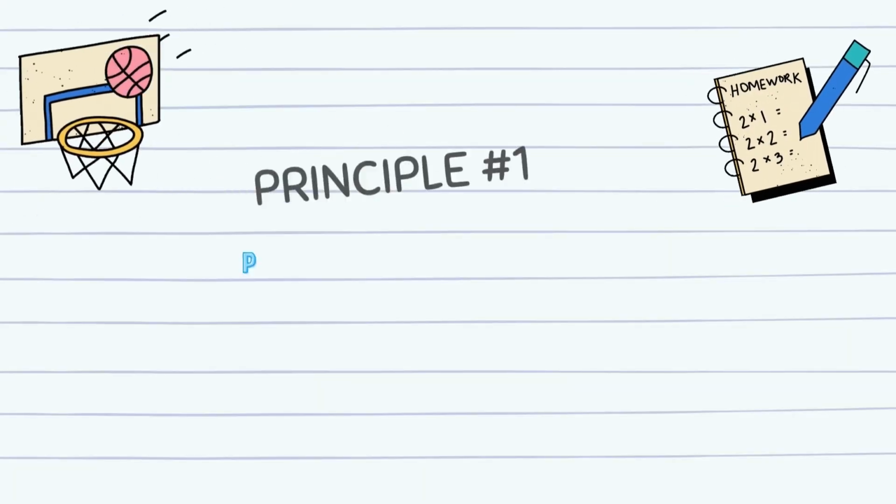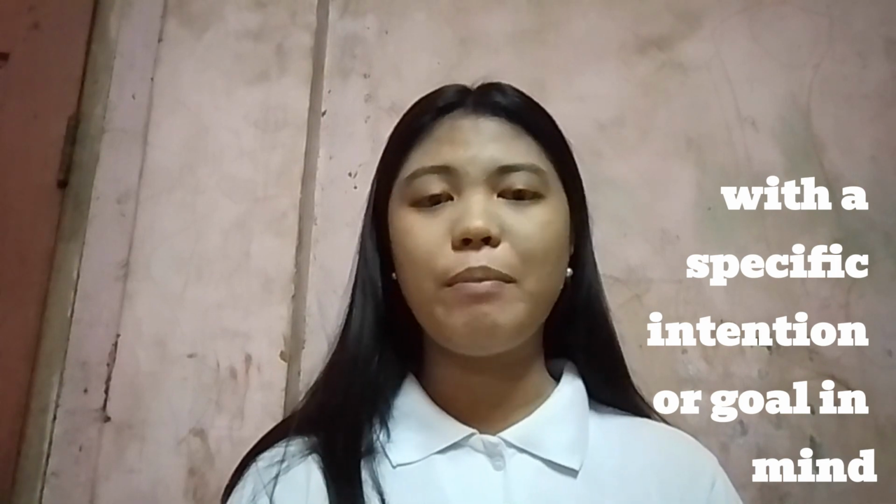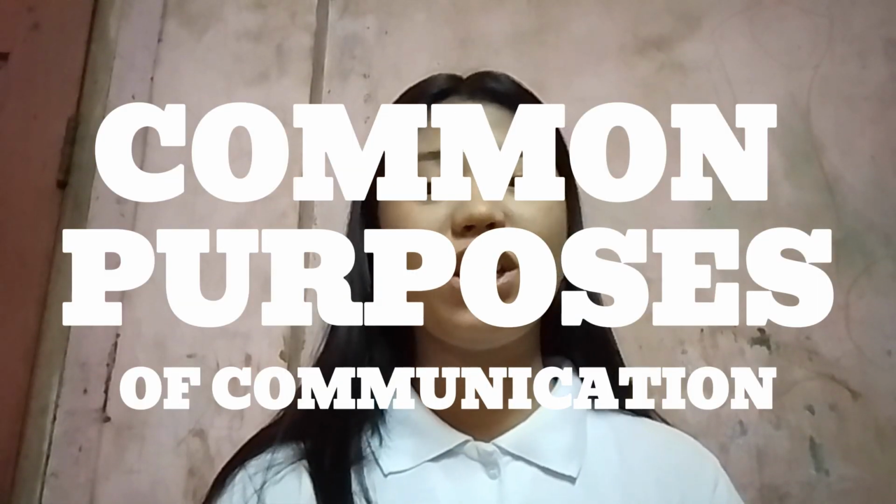Let's dive right in. Communication is not just about exchanging words. It's a complex process involving various elements working together. To communicate effectively, we must understand and apply several key principles. First, communication is purposeful. Every time we communicate, we do so with a specific intention or goal in mind. Can you give us some examples of those purposes? Absolutely, Florence. Here are some common purposes of communication.